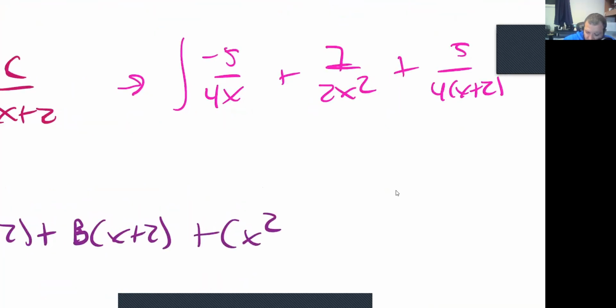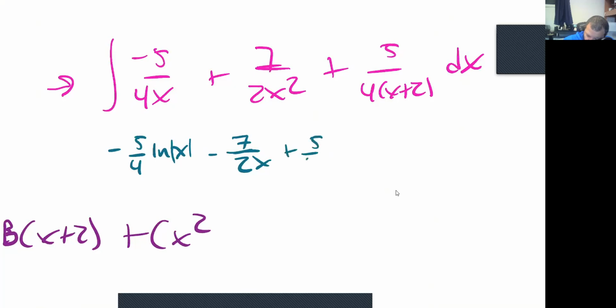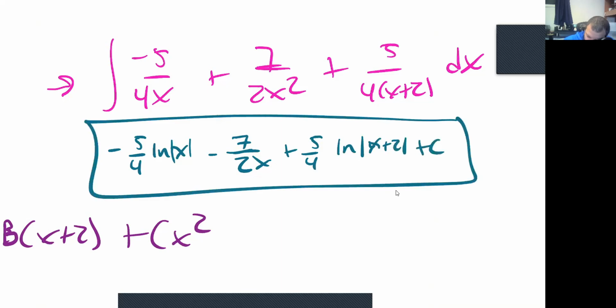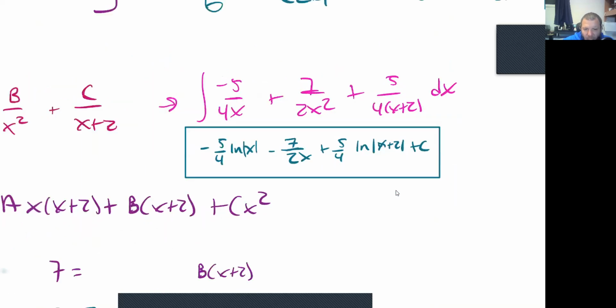All right, so this is going to be -5/4 natural log of x. Then 7 over 2x squared, right? That's just a direct integration, pulling that 7 over 2 out. The antiderivative of 1 over x squared would be -1 over x. So this is going to be minus 7 over 2x, plus 5 over 4 natural log of x plus 2, plus a constant. And that would be our answer.